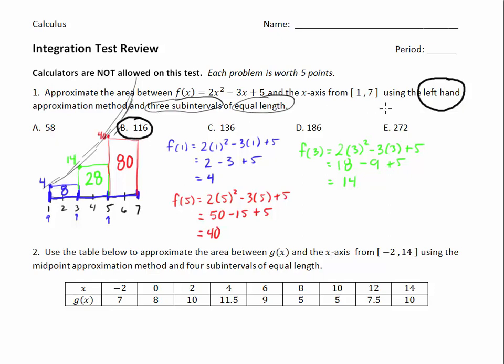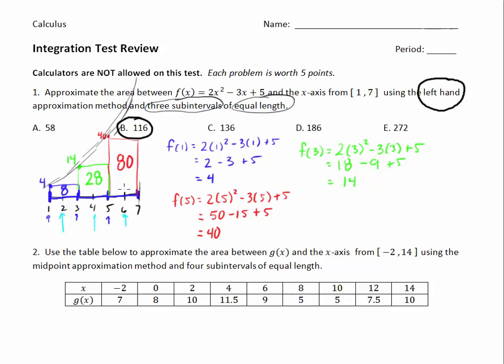If this had been a right-hand rule, I would have used the right-hand side of the rectangles instead. If this had been a midpoint approximation method, and still 3 subintervals of equal length, I would have used the middle of these to determine the height. So I would have plugged in 2 to determine the height, right? If I had used midpoint. If I had done the trapezoid, I'd want to do left and right, and we'll do a trapezoid down here at some point. In fact, we'll do midpoint too on number 2.